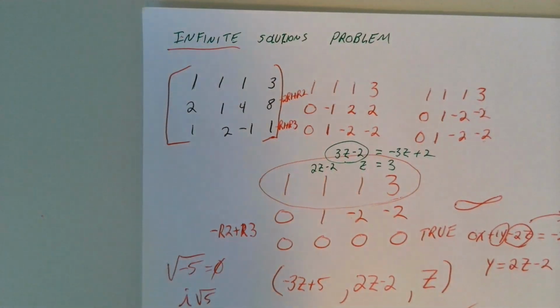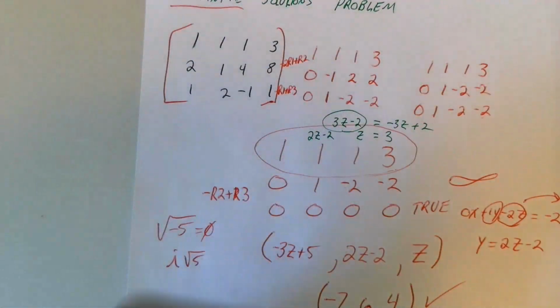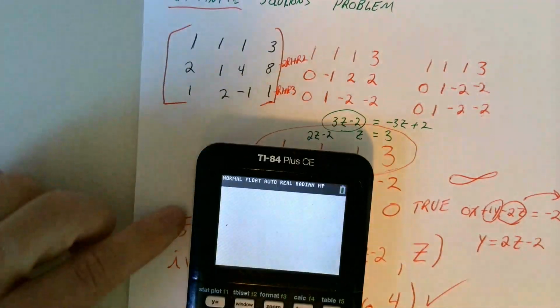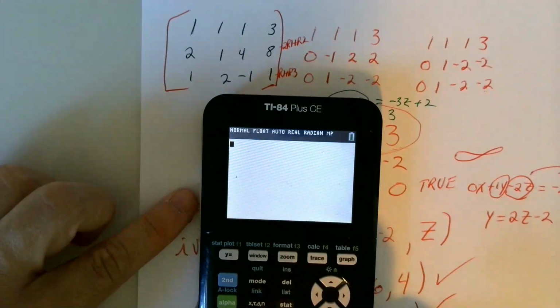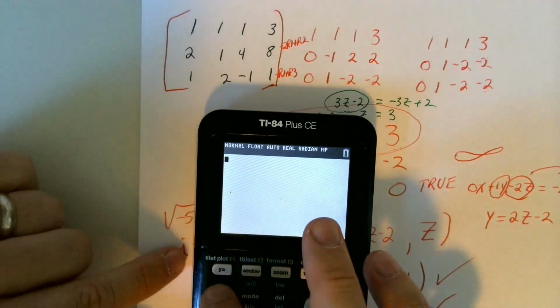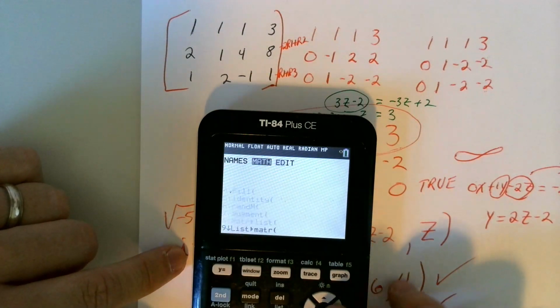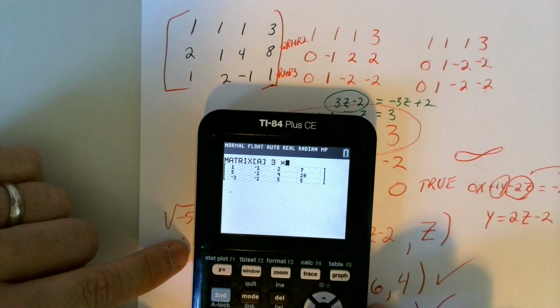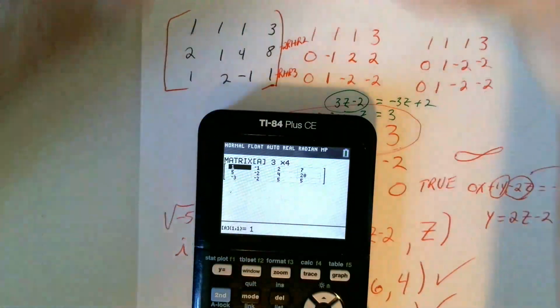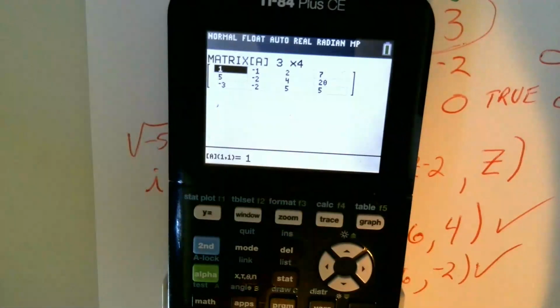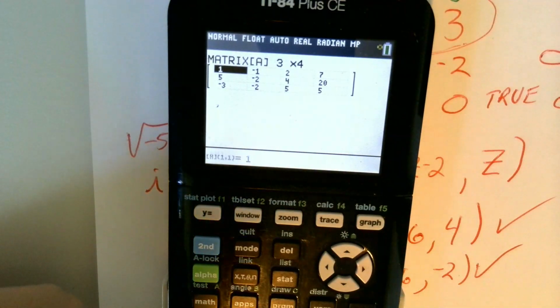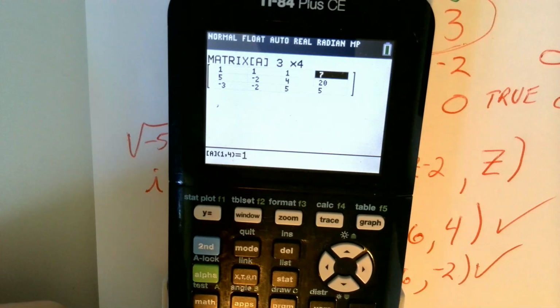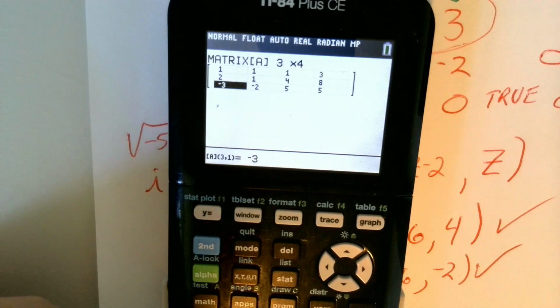Again, if I go back to my calculator right here, I'll do this pretty quick because I don't want to take too much more time on this video. I'm going to go second matrix, over to edit, and hit enter. It's still 3 by 4. I'm going to put in these numbers. So 1, enter, 1, enter, 1, enter, 3, enter. 2, enter, 1, enter, 4, enter, 8, enter, 1, enter, 2, enter, negative 1, enter, 1, enter.